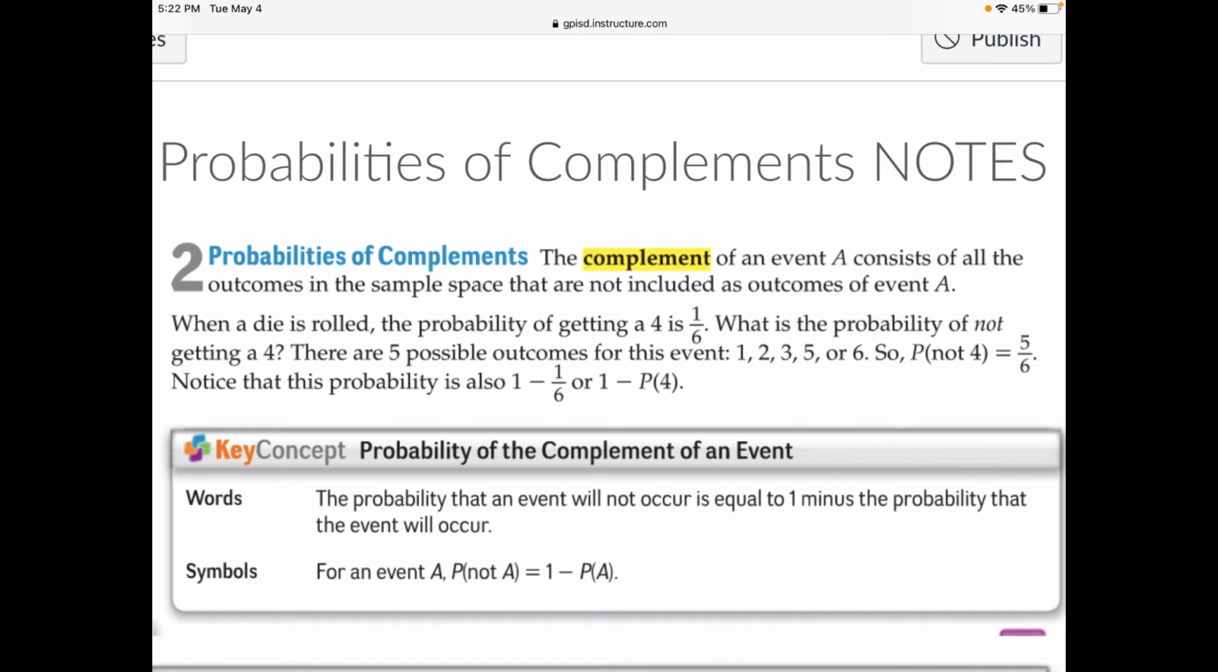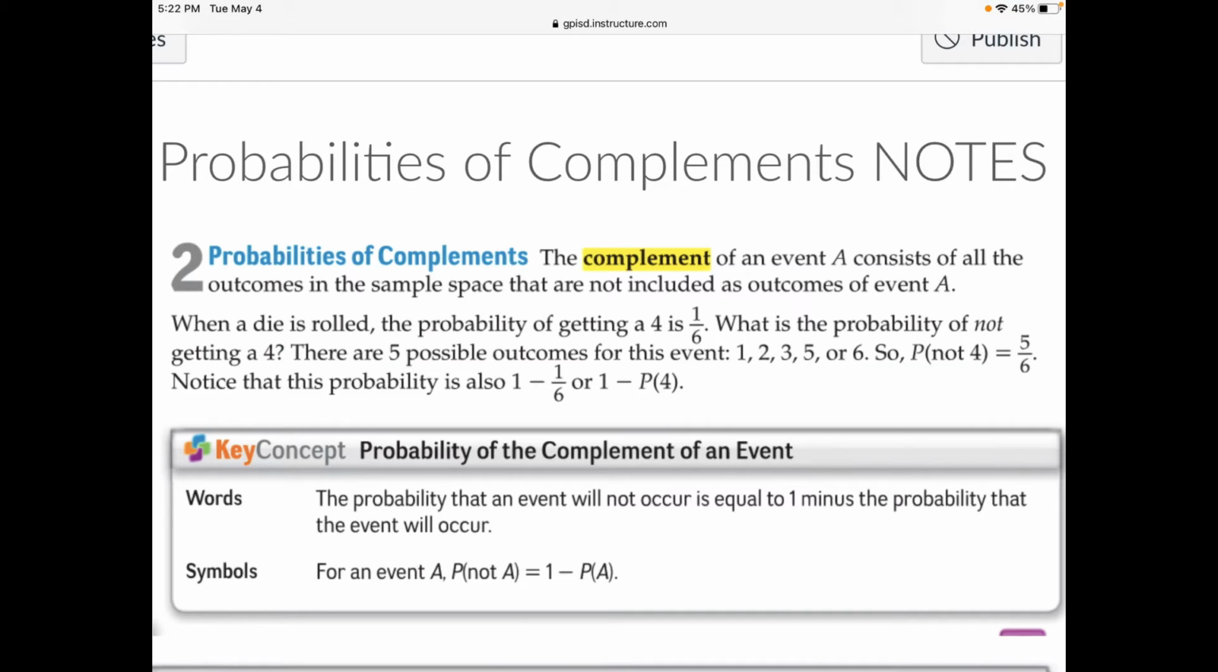For example, when a die is rolled, the probability of getting a 4 is 1 out of 6, right? So what is the probability of not getting a 4? Well, there are 5 possible outcomes for this event: 1, 2, 3, 5, or 6. So that would be 5 out of 6. One way that we can do this also, if we're going to talk about the formula for this, is noticing that this probability is also basically the same thing as 1 minus 1 over 6.